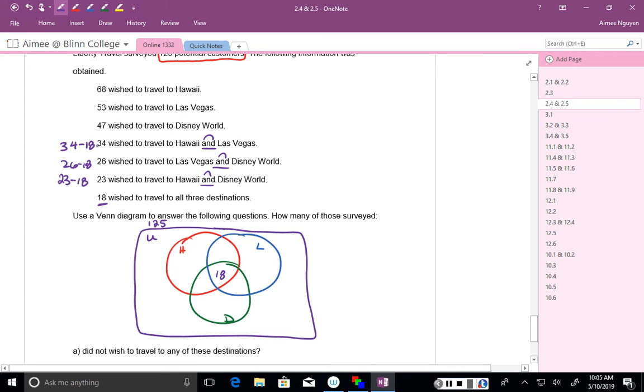And so that means that going to Hawaii and Disney World, there would be 5 people. Going to Las Vegas and Disney World, there will be 8 people. And going to Hawaii and Las Vegas only, that will be 16 people.